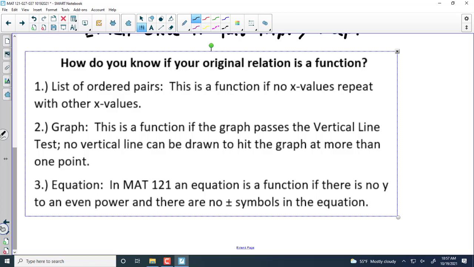Graph. A graph is a function if the graph passes the vertical line test, meaning no vertical line can be drawn and hit the graph at more than one point. That was how we decided if a graph was a function. An equation. In Math 121, we pretty much decided this, or I decided this and told you this. An equation is a function if there is no y to an even power and there are no plus minus symbols in the equation. So as long as you avoid having y to an even power, or you avoid that plus minus, which gives you kind of a choice, which is directly related to y to an even power, by the way, then we're pretty much going to say that we have a function. This is how you decide if your original relation is a function.